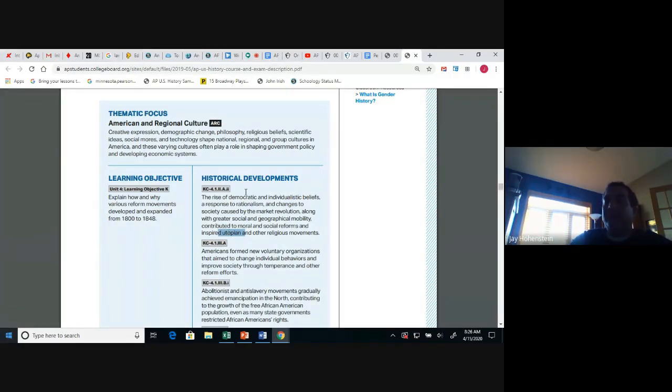Some people are going to respond to all of this change by withdrawing from the world and trying to find a place where they could then instead kind of explore different ways of living. There's going to be more people, though, who start forming these voluntary organizations to try to figure out ways to change behavior through either temperance or other reforms.